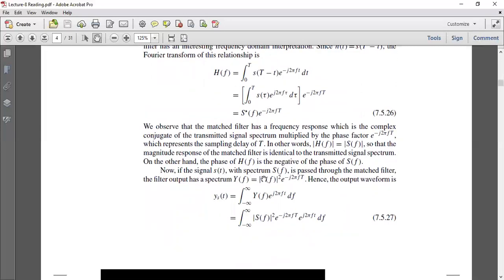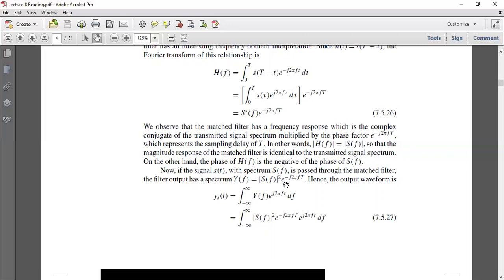Now, if the signal s(t) with spectrum S(f) is passed through the matched filter, the filter output has spectrum Y(f) = |S(f)|² e^(-j2πfT), where T is capital. Hence, the output waveform is the inverse Fourier transform of this: the integral from minus infinity to plus infinity of Y(f) e^(j2πft) df.